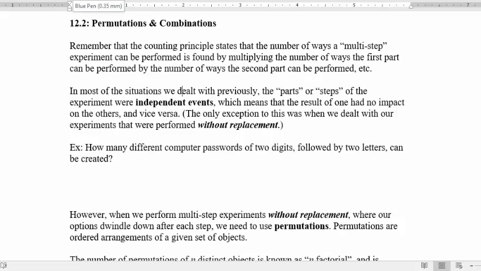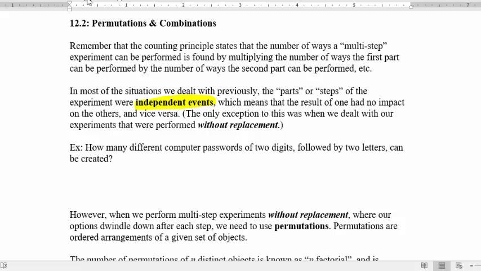Right? So like we had that one example where you were choosing a history class, an art class, and an economics class. So those were the three parts, and you just had to multiply how many choices you had inside each of those parts, and that was the counting principle. So with most of those situations, the parts or the steps of the experiment were what we call independent events. And what that means is that the result of one of them didn't have any impact on any of the others. So the only exception to that was if we had a card problem where we were drawing cards without replacement, then that was what we call dependent events.